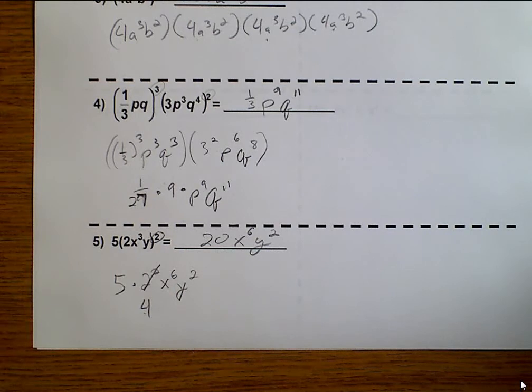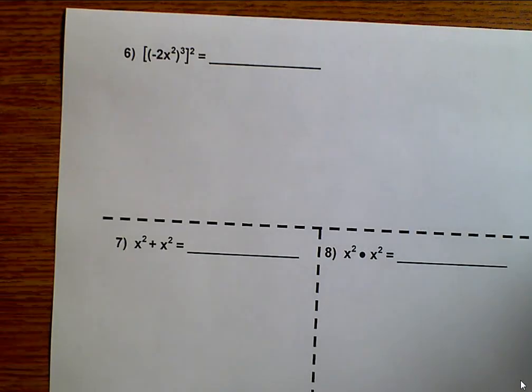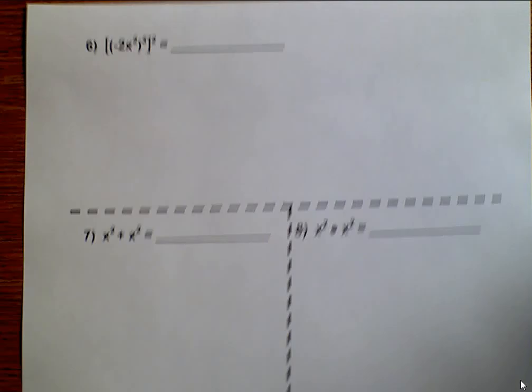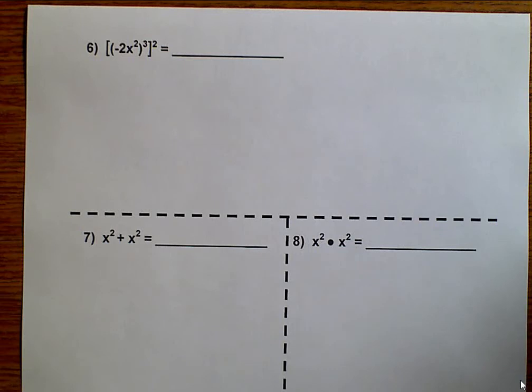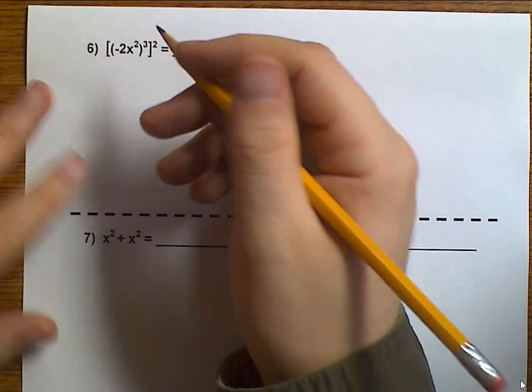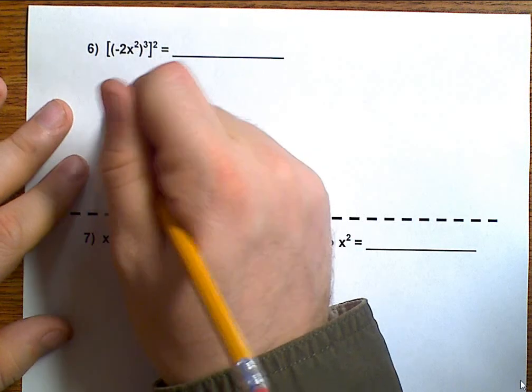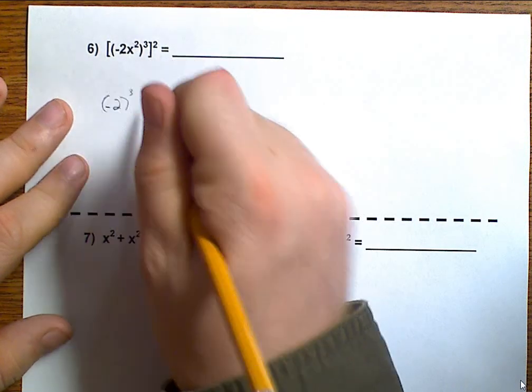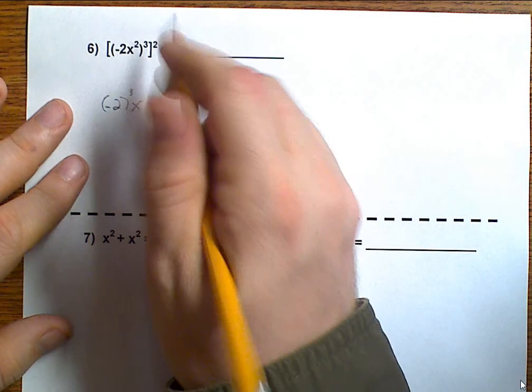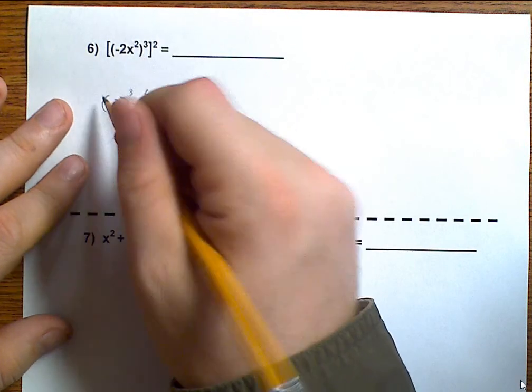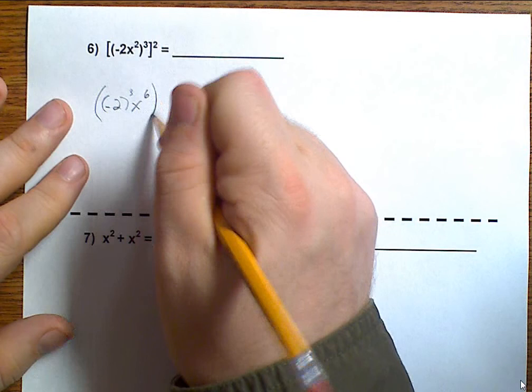That's our first page. Let's go ahead and move on to our second page. Problem number 6. Here we have exponents of exponents. So we're going to work inside first. Negative 2 x squared raised to the 3rd power. Well, it's negative 2 cubed. x to the 2 times 3 makes 6. Then we're going to square it.